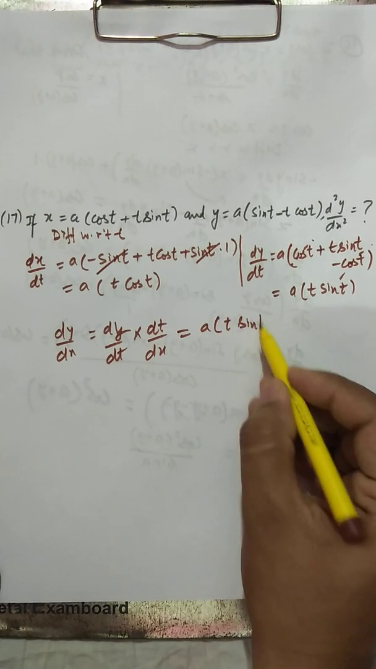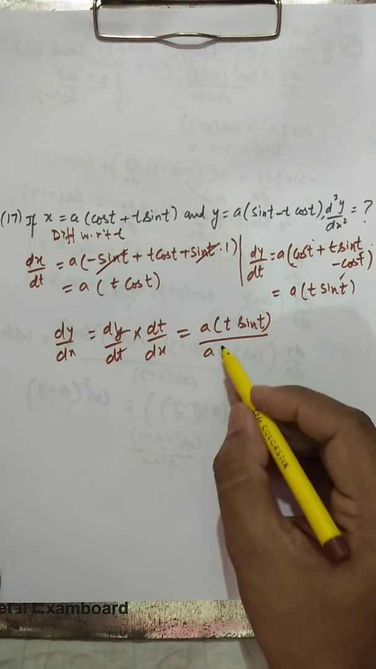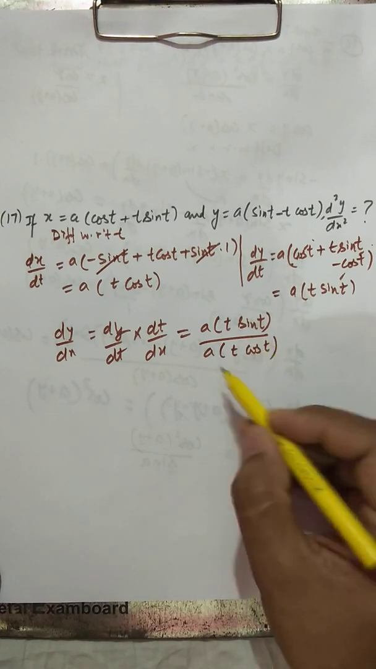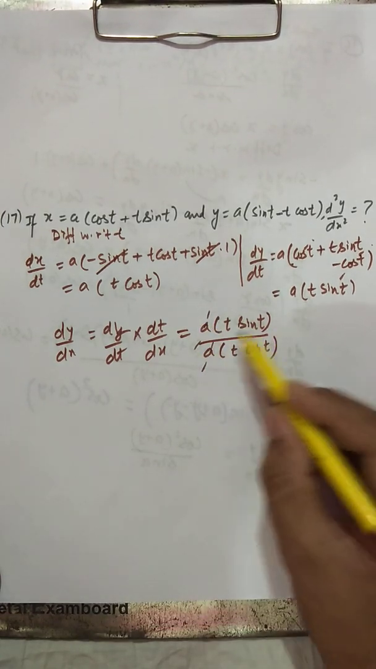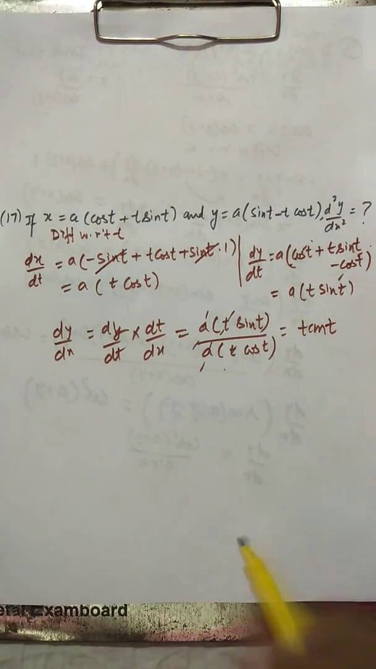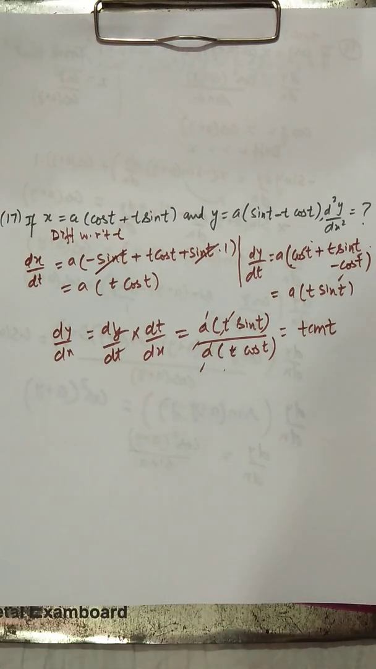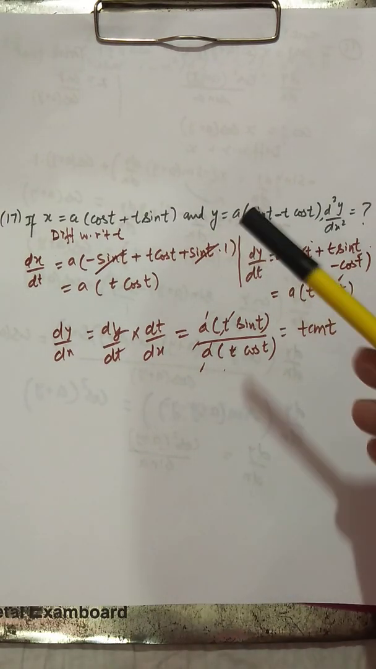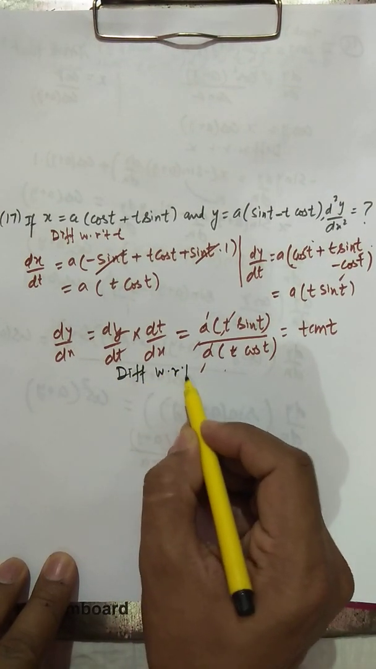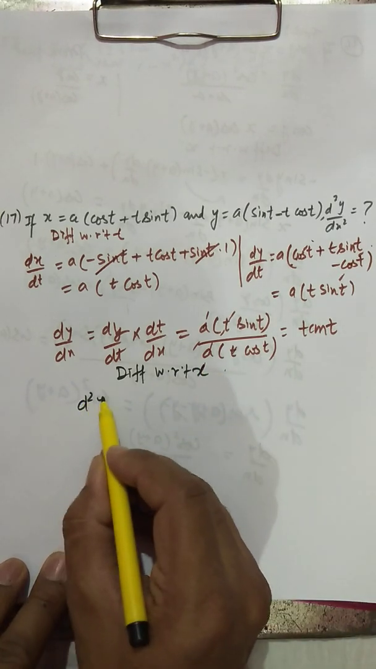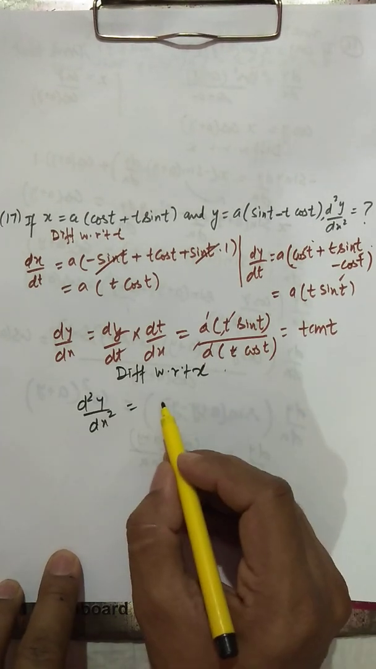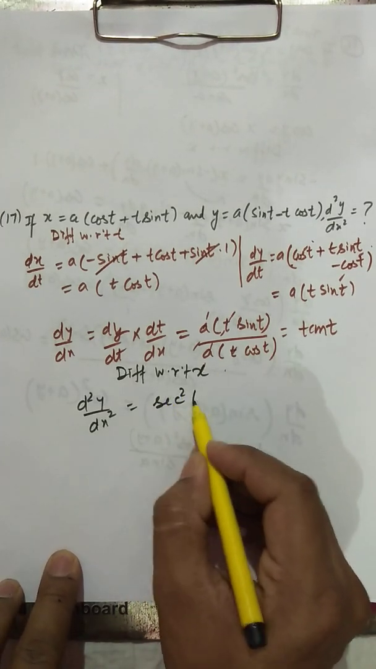This is sine t, and this is a, and this is t cos t. So you can see that a got cancelled, this t got cancelled, and sine t upon cos t is tan t. So now what we are going to do, we have to find the double derivative of this. So I am writing differentiate with respect to x. So this is d square y, this is dx square, okay, but you see what mistake we do. We do the derivative of tan t, which is sec square t.